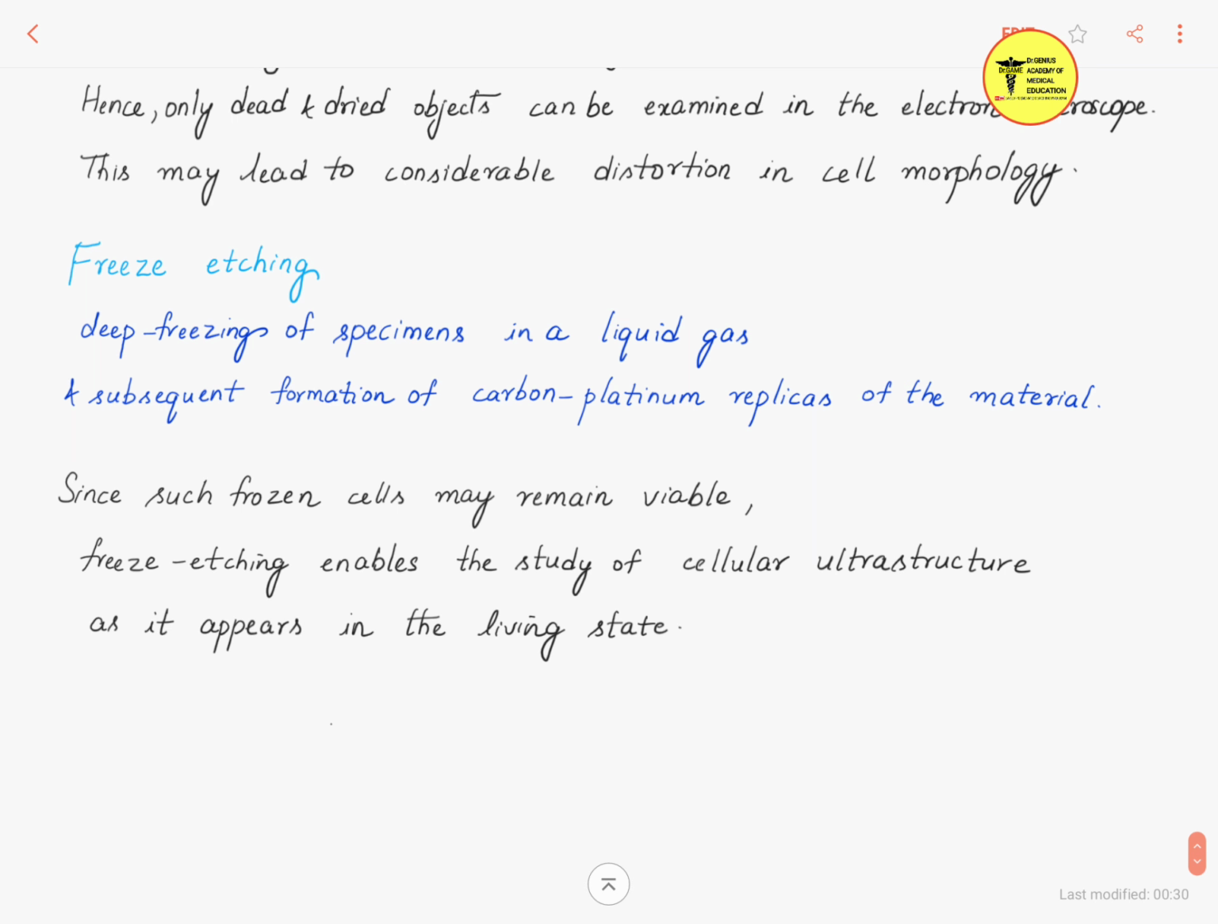Freeze etching: deep freezing of specimens in a liquid gas and subsequent formation of carbon platinum replicas of the material. Since such frozen cells may remain viable, freeze etching enables the study of cellular ultrastructure as it appears in the living state.